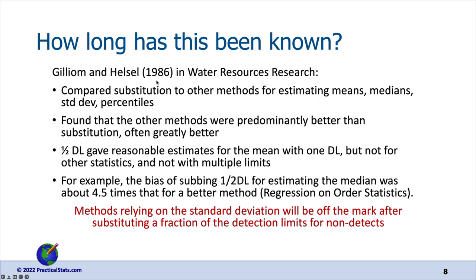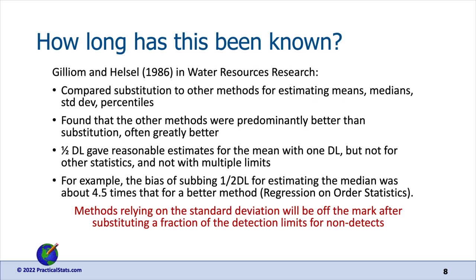Well, even longer than 1986, but back in 1986, another person and I published in Water Resources Research a simulation study that showed that substitution really did not perform well compared to other methods when you estimate means, medians, standard deviations, and other percentiles. Since that time, there's probably been at least 100 papers evaluating the effect on the mean. But the mean is the best case scenario for substitution. The mean is really not the issue. The issue is the variation.